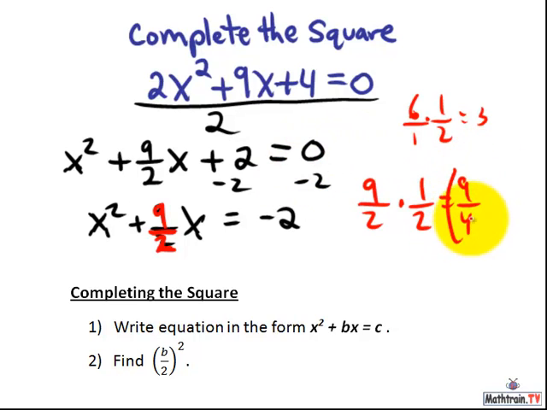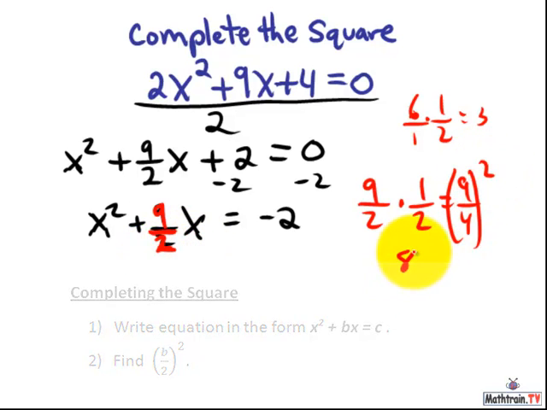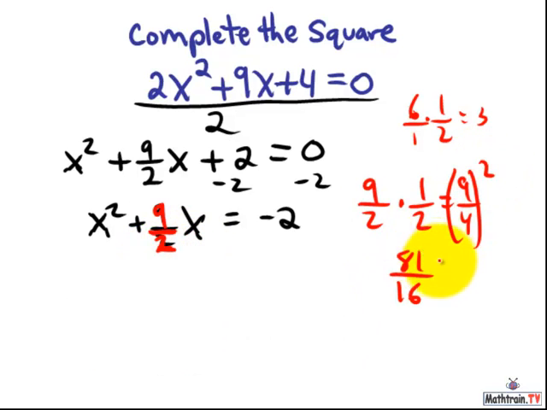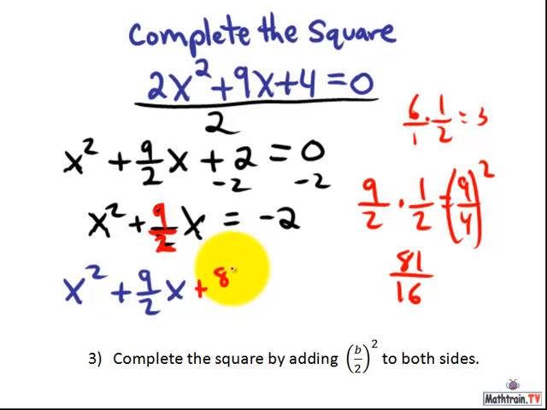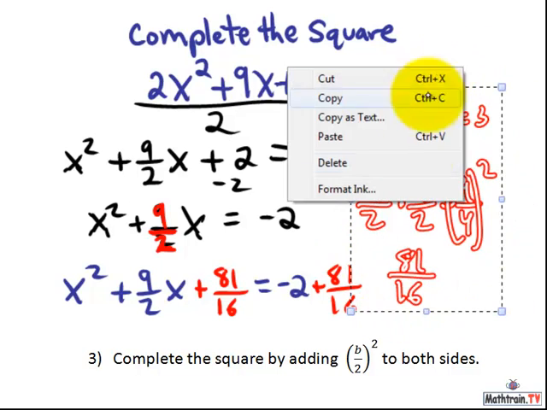Now you're going to square it. So we take half of 9 halves, you get 9 fourths. Now you square it, and you get 81 over 16. And that's the number we're going to plug in here. So we have x squared plus 9 halves x plus the 81 sixteenths equals negative 2 plus the 81 sixteenths. There we go. Let's get that out of the way for a second.